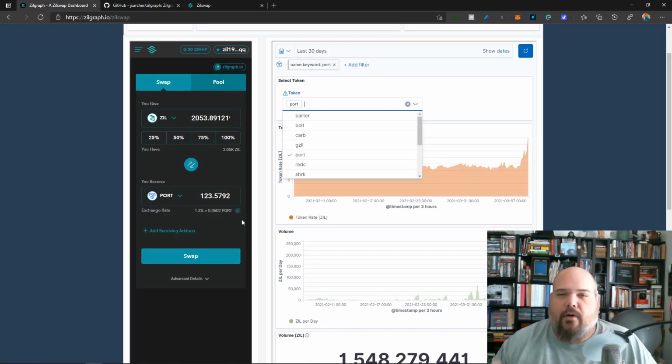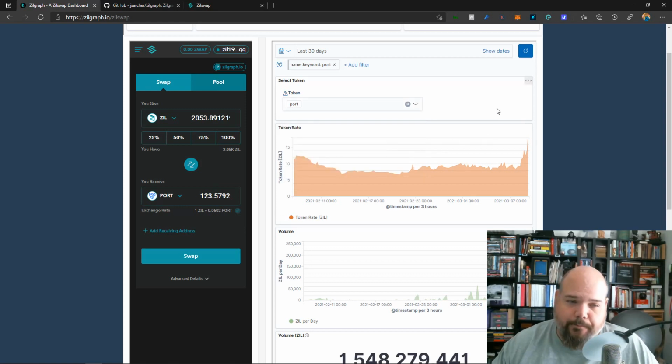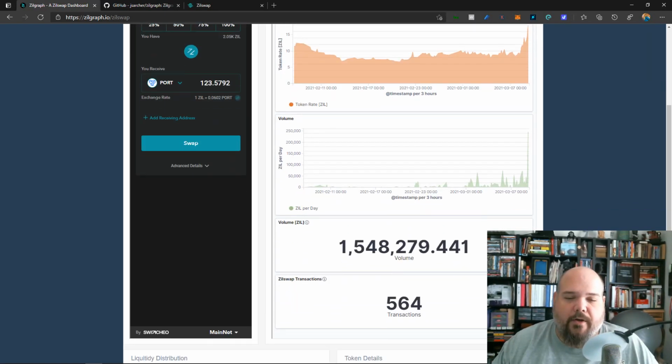So for those of you who have heard about ZilGraph over and over and wondered, why is everybody talking about it? What am I using it for? One, it gets us the pricing information for a particular token over time in Zil. It also gets us the volume, so the transaction volume.